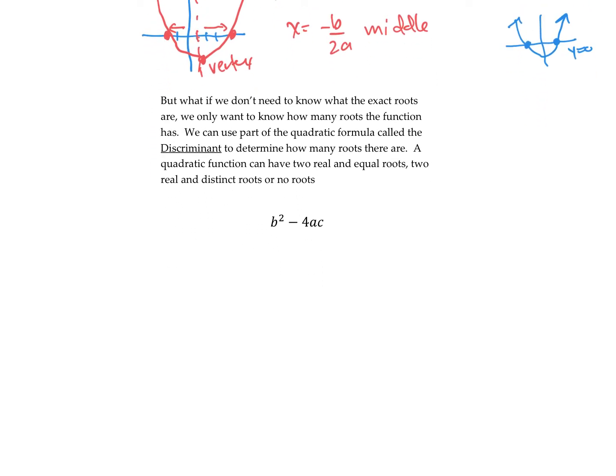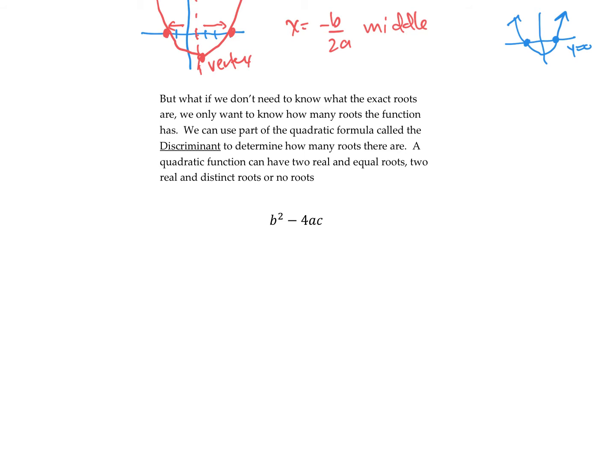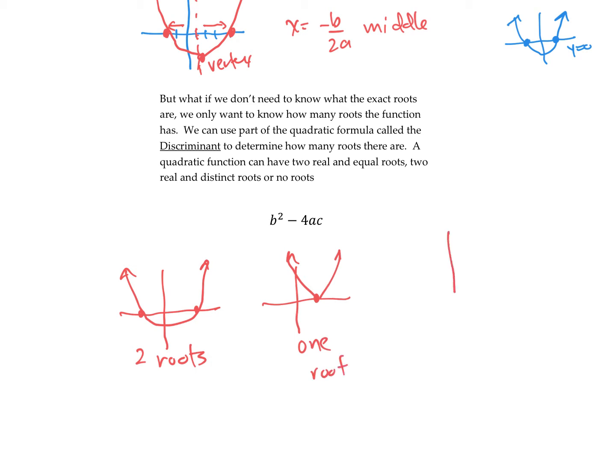So what if we don't want to know the roots? We just want to know how many there are. So we can use just the part that's inside the quadratic formula, the b squared minus 4ac, and this is called the discriminant. This tells us how many roots there are. So we could potentially have 2 roots. It could pass through twice. So whether it's concave up or concave down, it could have 1 root. It could sit right on the x-axis. Or it could have no roots. Doesn't have to pass through at all.